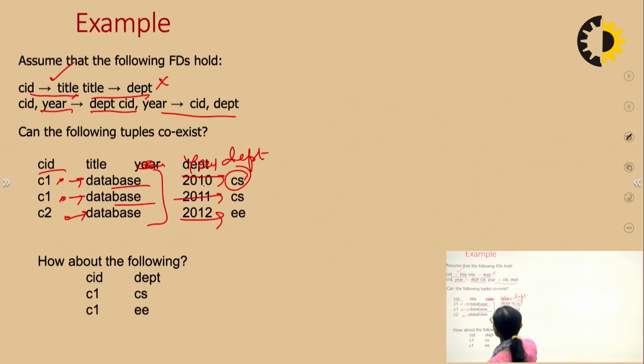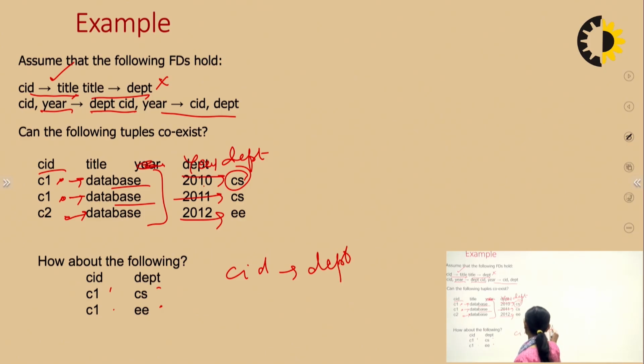So we can see for the rest one also. What about the following? If we are having CID C1 and department in this case is C, then in that case CID to department does not exist in that case.